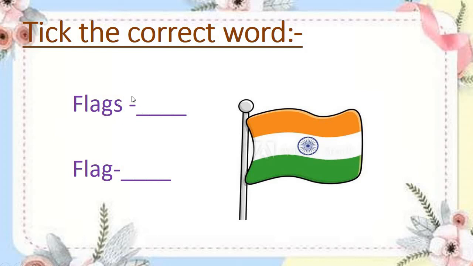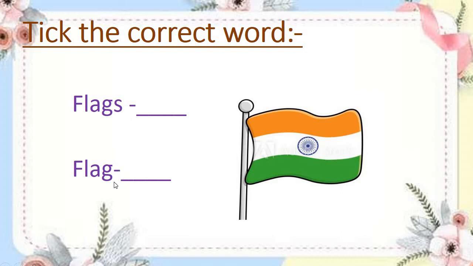S is there. S is added. Many flags. More than one flag. And this is only one flag. Here there is no S. One flag. So flag. Which word is correct? Where we have to put the tick mark?